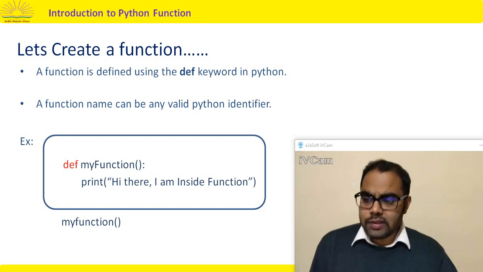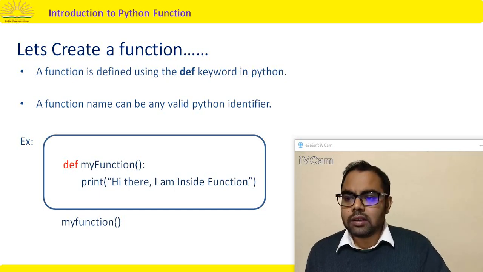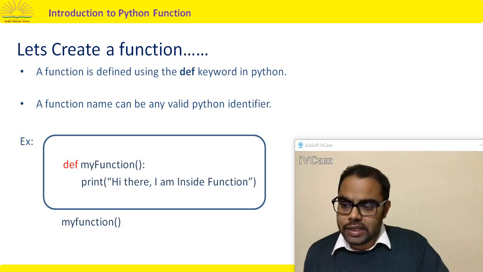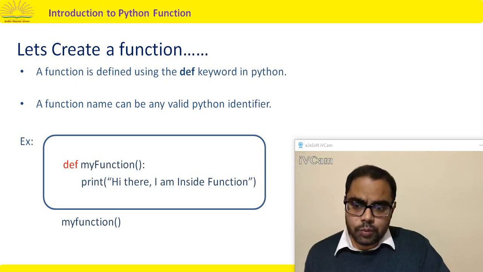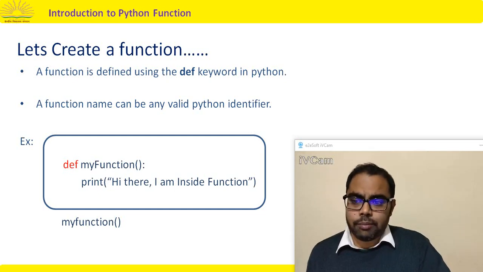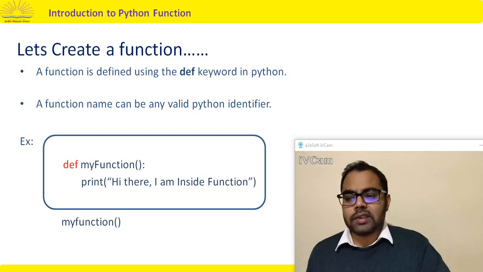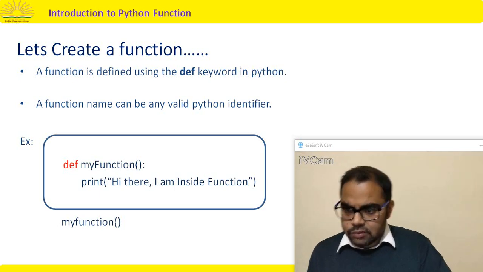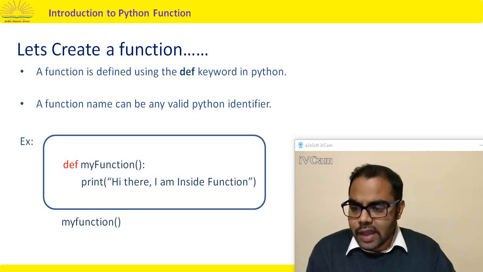Now you can see an example here. Here I have defined a function named my function. See here, def will be the starting keyword used to create the function. Then the function name here is my function, followed by a set of parentheses. In this case we have empty parentheses. When you need to pass arguments we can have some variables inside these parentheses. Then the body of the function begins. In this particular function I have a single statement, a print statement that prints hi there I am inside the function.